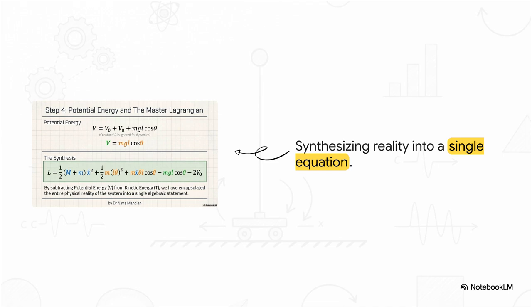We subtract this potential energy from our expanded kinetic energy, and check it out. We achieve this beautiful synthesis. This is it. The master Lagrangian, the entire physical reality of this system, every single mass, every motion, every crazy coupling, and the relentless force of gravity is perfectly encapsulated in this one single algebraic line.